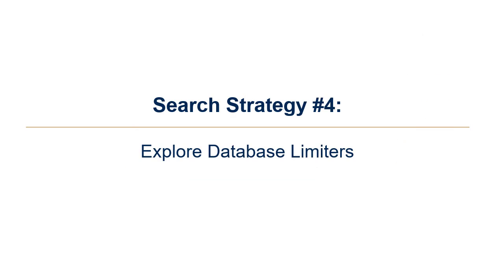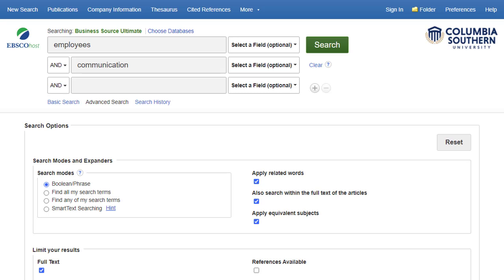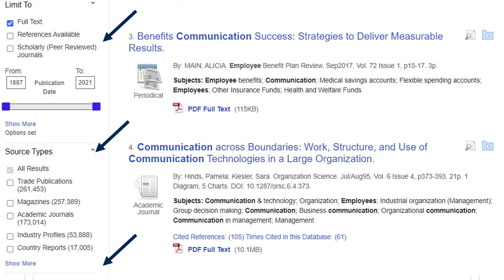Search strategy number 4. Explore database limiters. Most databases offer ways to limit your search results on the advanced search screen or within your search results. Common limiters include publication date, scholarly or peer-reviewed, source type, such as academic journal, trade publication, or magazine, location or geography, subject, and language.